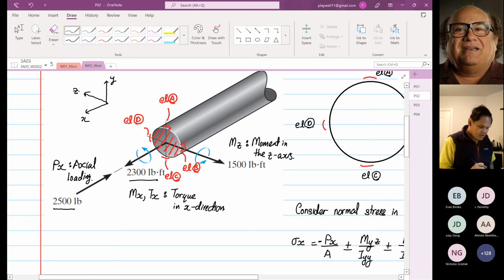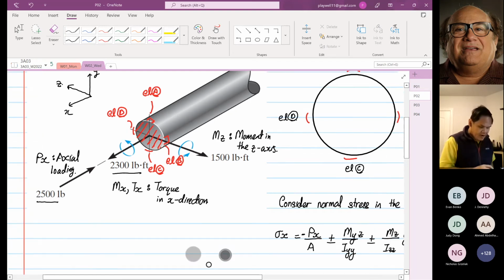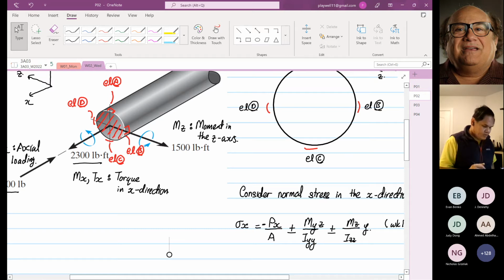Minus. Okay, it's going to be negative. The rest, we don't know yet. But if we look at this formula, we don't have any moment in the y direction. So this is equal to 0. However, we have moment in the z direction.